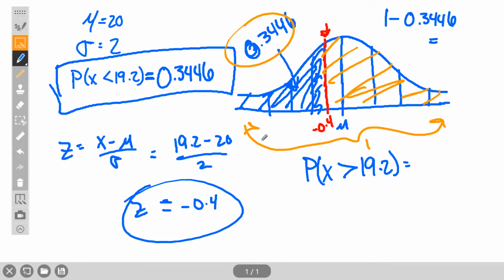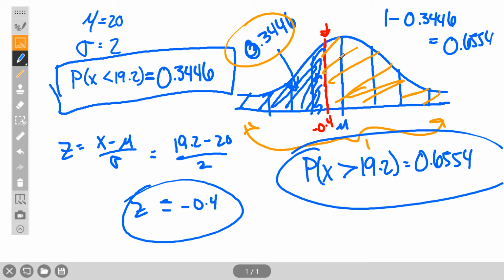Okay, so 1 minus 0.3446 gives me 0.6554. Okay, so the probability of it being above 19.2, so in this orange area, is 0.6554.